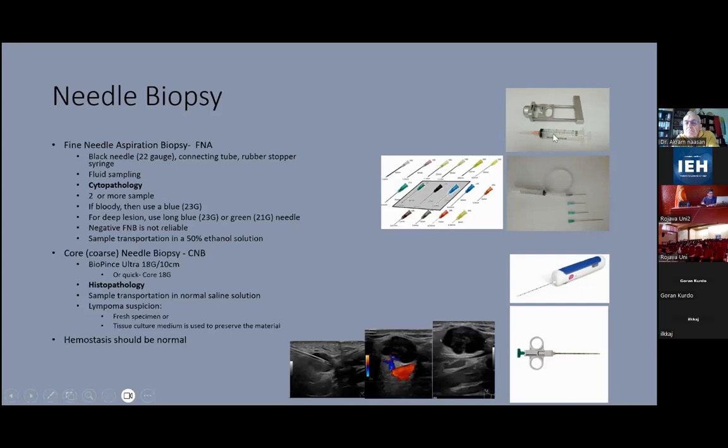If the sample contains blood, then you can use a blue needle, which is 23 gauge. If the lesion is deep, then you can use another type, the long blue or the green needle. And the sample will be examined cytologically.